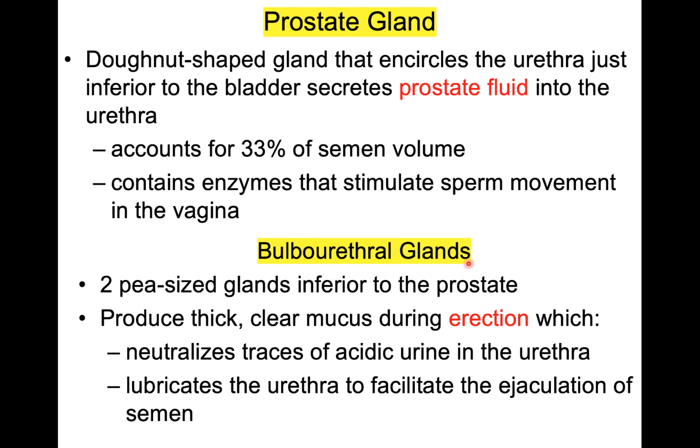The last gland, the bulbourethral gland, the smallest one, is going to be two tiny glands, again, below each of the regions of the prostate, and it's going to make a very sticky, thick, clear mucus to mix with all the semen and sperm. This is going to allow the semen to stick in the vaginal wall to increase the chances of fertilization and pregnancy.